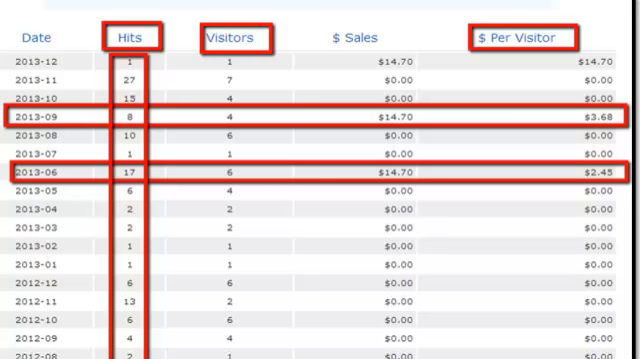Absolutely. So I wanted you to understand the main thing is the difference between a hit and a visitor. Now, take a look at this other figure here. 6/2013. So that's June 6th. 17 hits, 6 visitors. Again, a commission was made. So if you divide the 6 into the 14.70, that's where this visitor value comes in of $2.45.